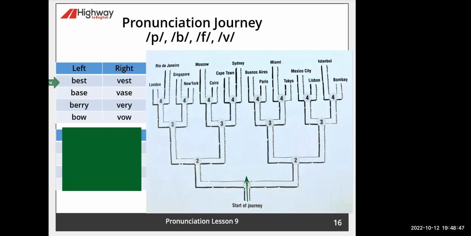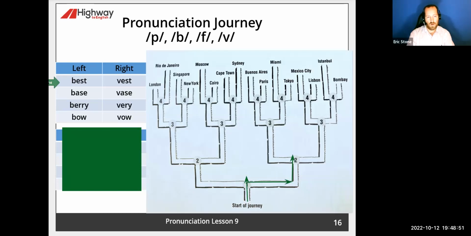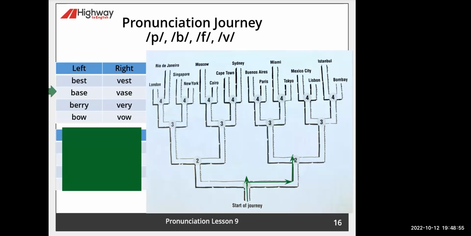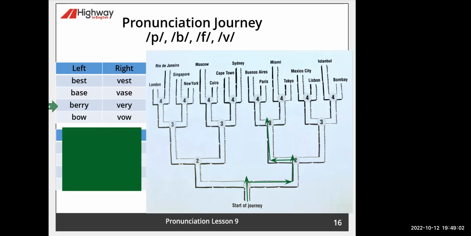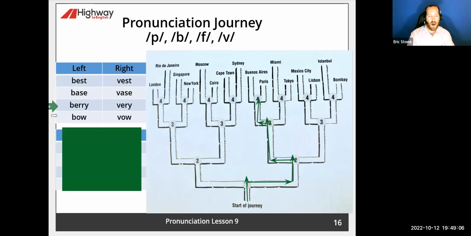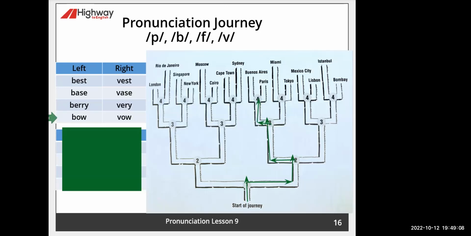Vest, right. Okay. How about base? Left, good. There you go. And then berry. Left. And finally, bow. Left. Yeah, there you go.